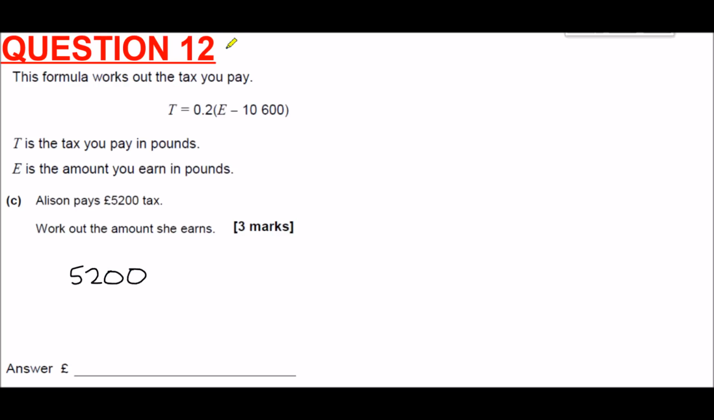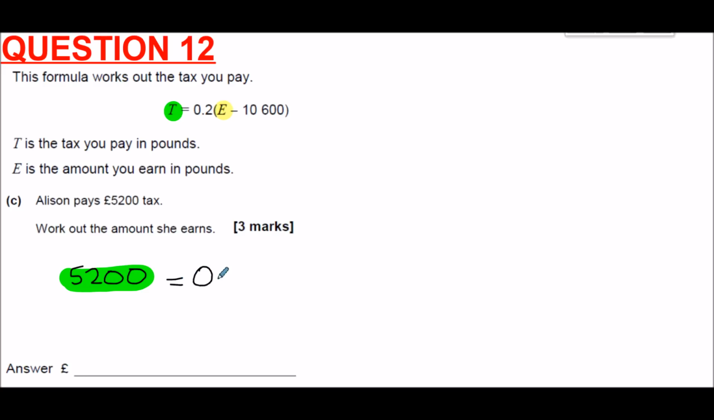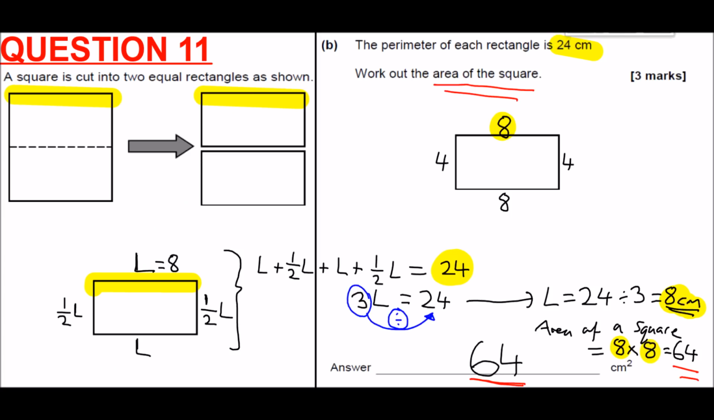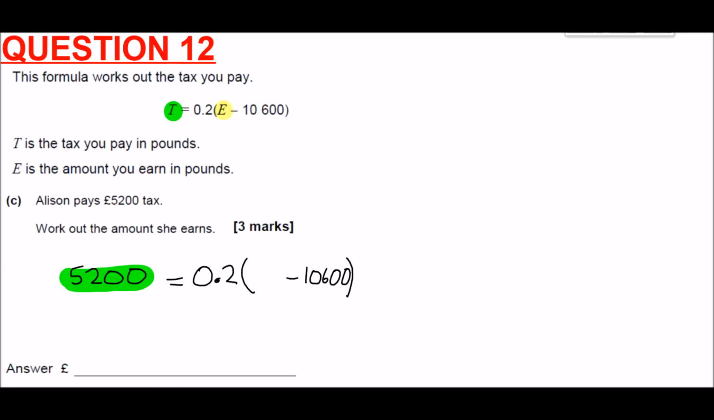is find out what value of E would give us a value for the tax of £5,200. And so 5,200 equals 0.2, something take away 10,600. So we know from part A that at 20,000 you'd pay £1,880 tax, and so if this person is paying 5,200, she must be earning more than that.